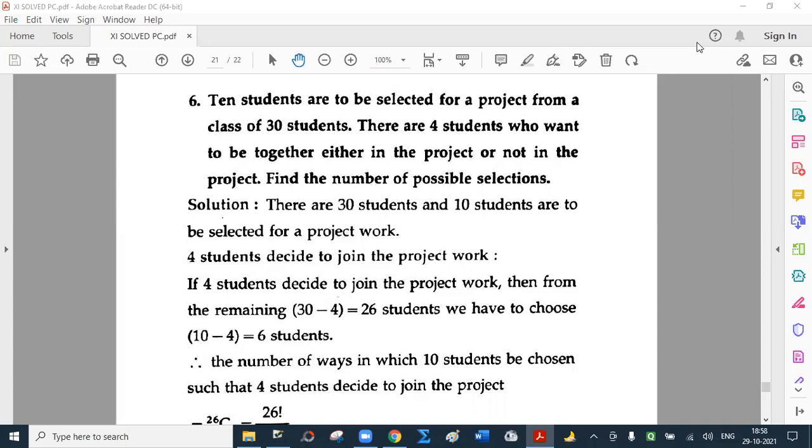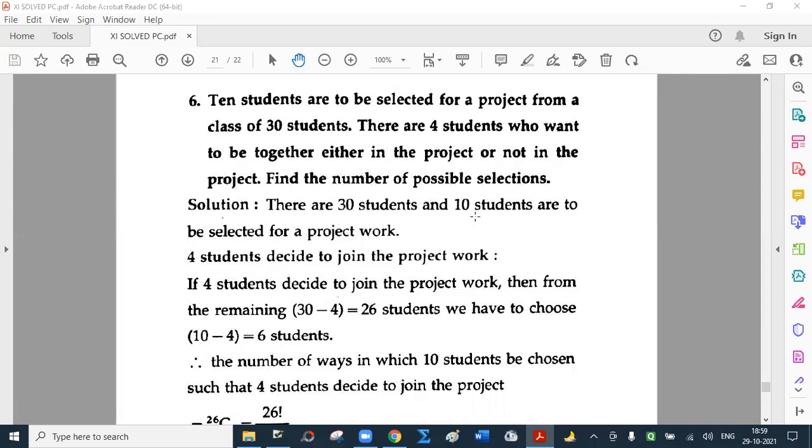Sum number 6. 10 students are to be selected for a project from a class of 30 students. There are 4 students who want to be together, either in the project or not in the project. Find the number of possible selections. So 2 cases we have to consider, that all of them are there, all of them are not there.